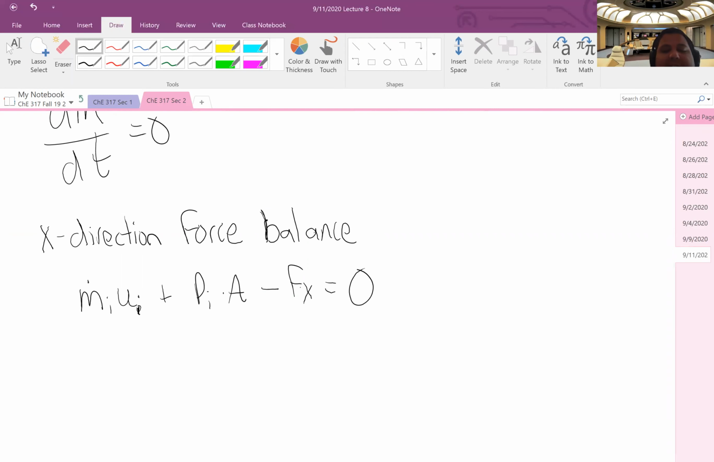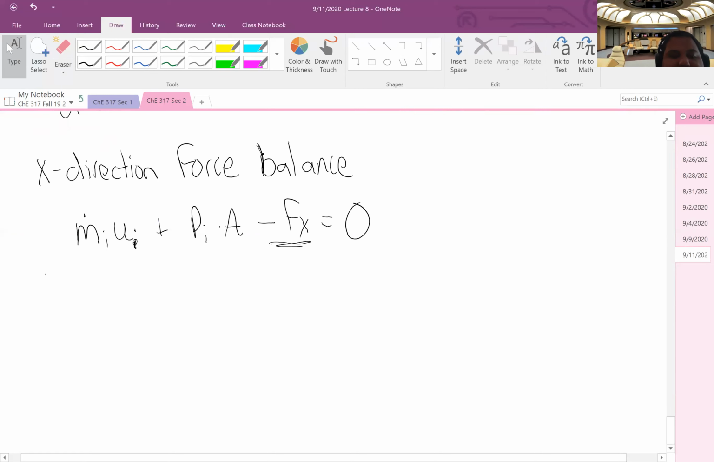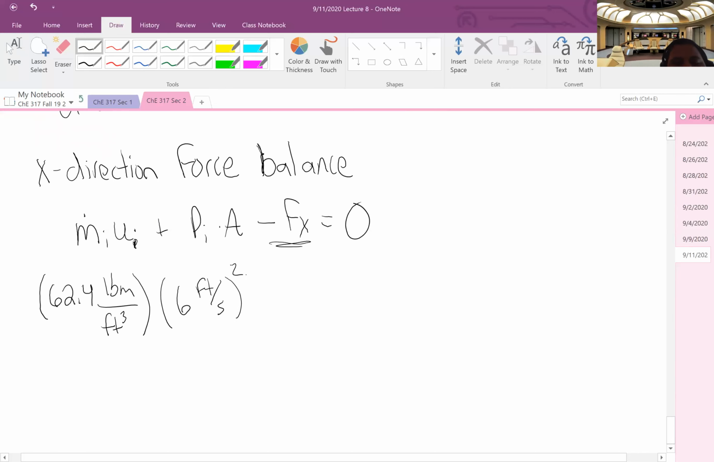So now with that in mind, we can directly solve for this retaining force in the x direction. And so the mass flow rate in, if we're looking at water in this system, is the density of water, or 62.4 pound mass per cubic foot, times the velocity, which since it shows up twice, I just say the velocity squared, 6 feet per second squared, times the flow area, which is pi times (2 inches over 12) feet squared over 4.